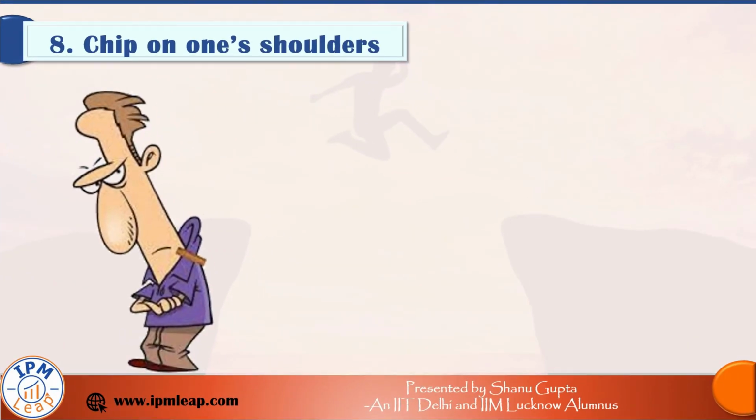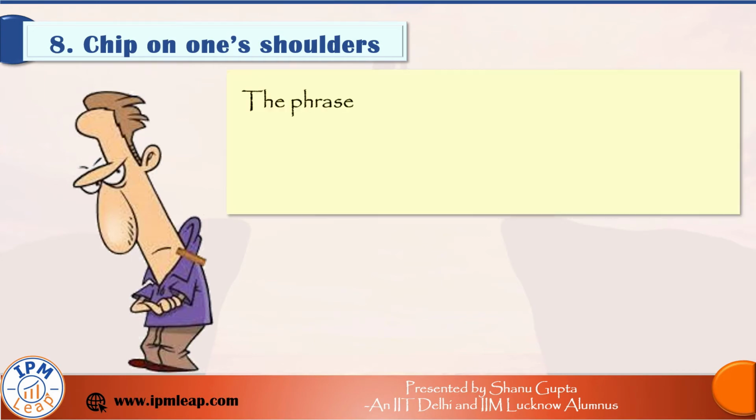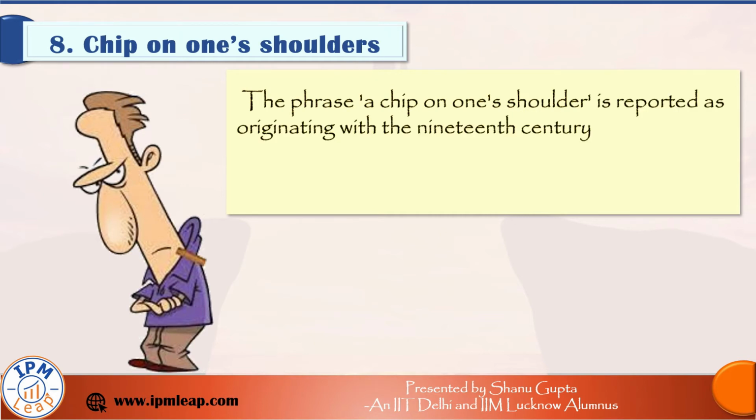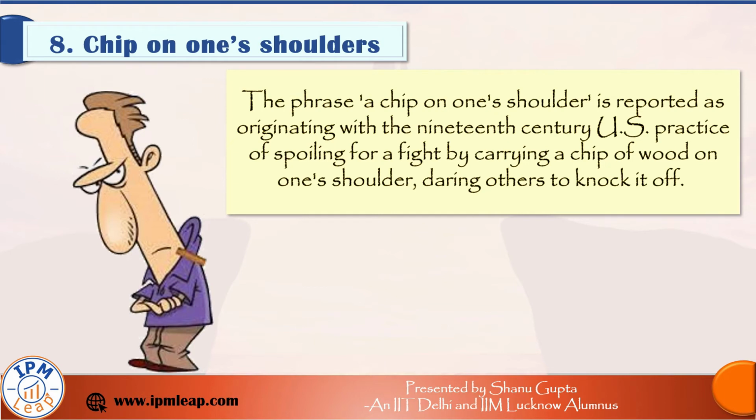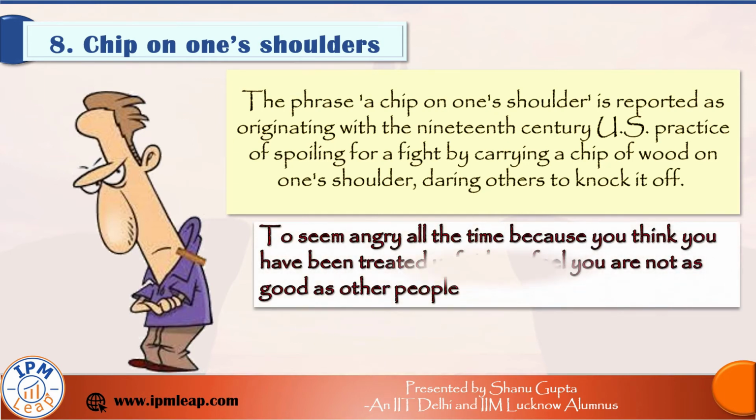Another idiom with the word chip is chip on one's shoulder. The phrase a chip on one's shoulder is reported as originating with the 19th century US practice of spoiling for a fight by carrying a chip of wood on one's shoulder, daring others to knock it off. So if someone has a chip on his or her shoulder, he or she seems angry all the time because they think they have been treated unfairly or feel they are not as good as other people.